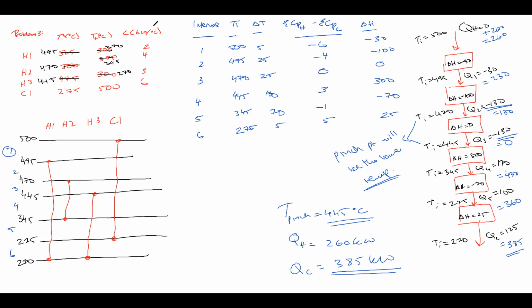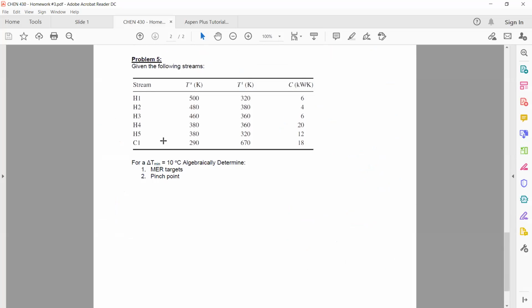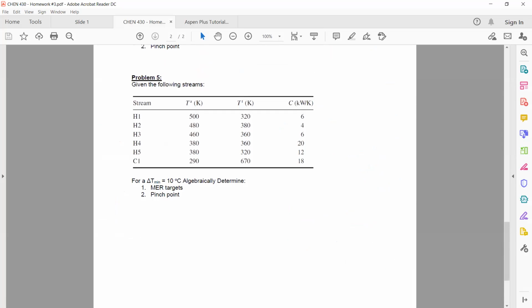Again, same procedure, just follow the steps, go through the process, and you'll always reach the pinch point and the heat targets, okay? And then final problem number 5. Let's do problem number 5 as well.